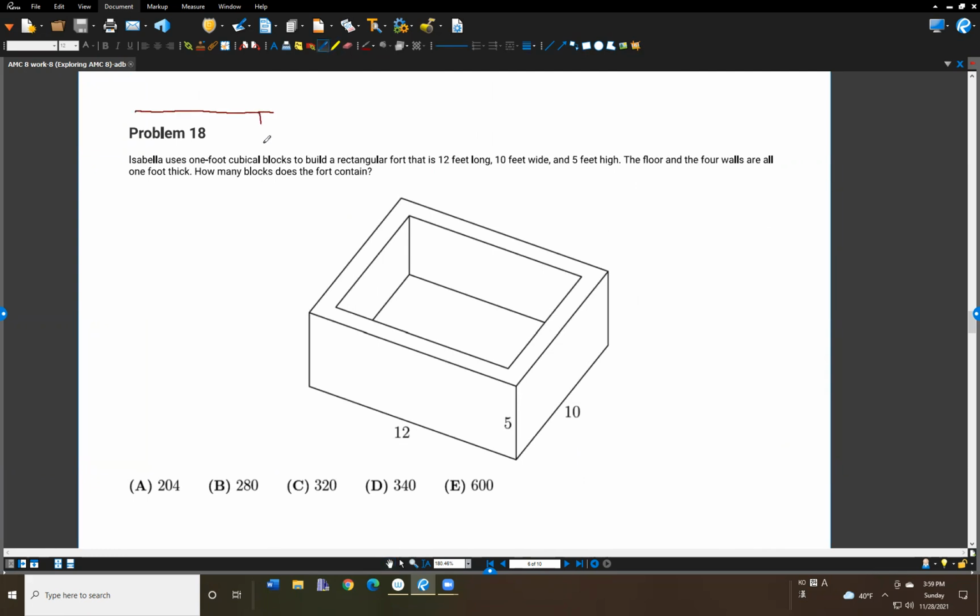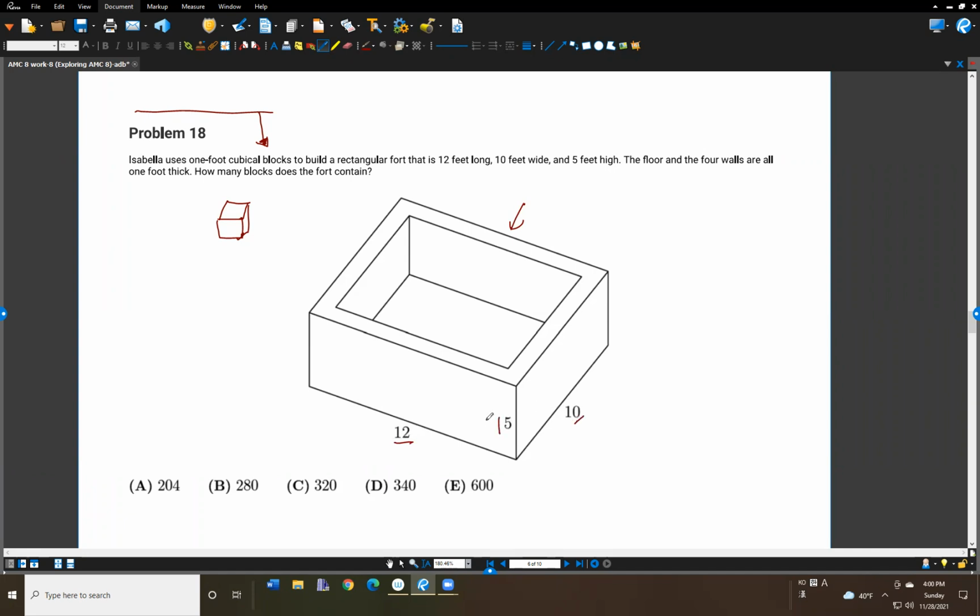Do you remember this one? Okay, all right. Number 18. So we have 1 foot cubical blocks. This is a 1 foot cubical block. So using this one, we're going to construct this side. All right, that's true. Okay, and that is 12 feet over here. That is 10 feet. This is 5 feet.